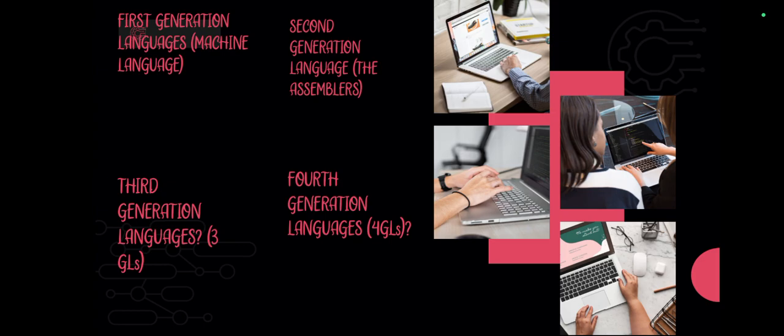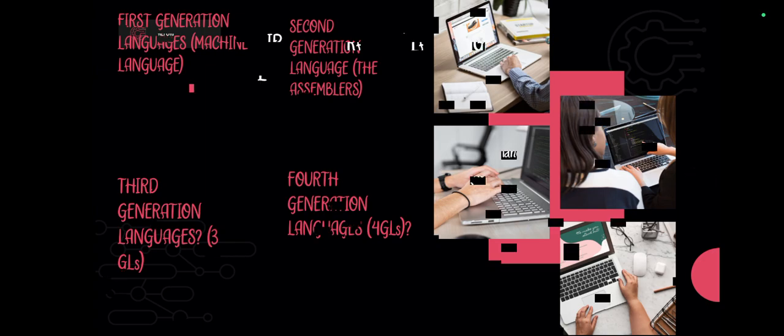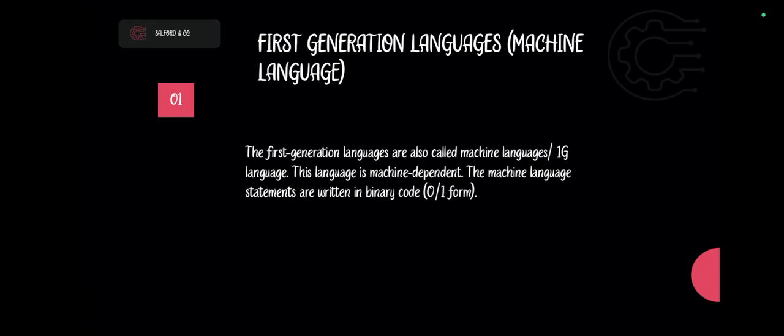So there are four programming languages. First is the first generation languages, or so-called machine language. Second is the second generation language, or so-called assemblers. The third is the third generation languages, or 3GLs. And fourth is the fourth generation languages, or 4GLs. The first is the first generation languages, or the machine language.